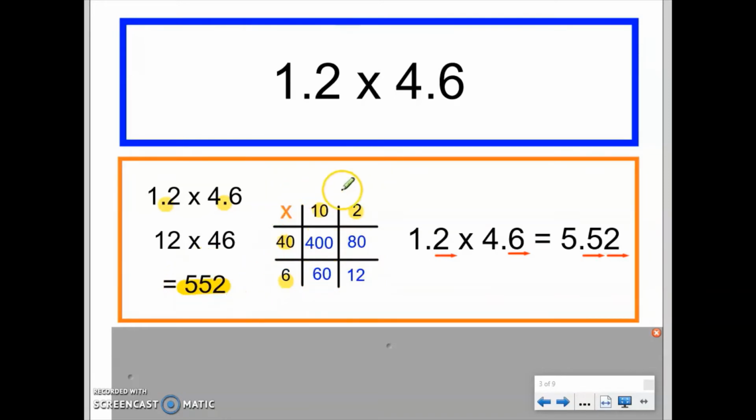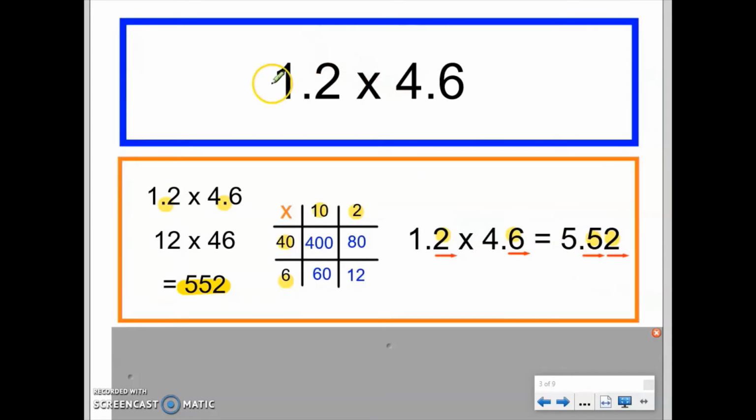So remember, at this point, you may be more comfortable with long multiplication, but I prefer grid method multiplication for ease. Okay, so now I've got my answer, 552. I need to decide where my decimal point goes back into my answer. So if I go to the right-hand side of the screen, if I look at my original question, 1.2 times 4.6, we have 2 numbers after the decimal point. So in my answer, 5.52, again, I have 2 numbers after the decimal point in my answer, 2 digits there.